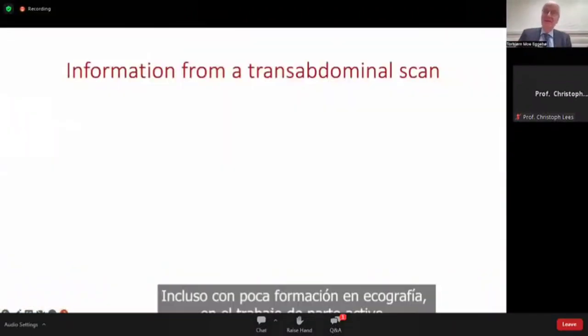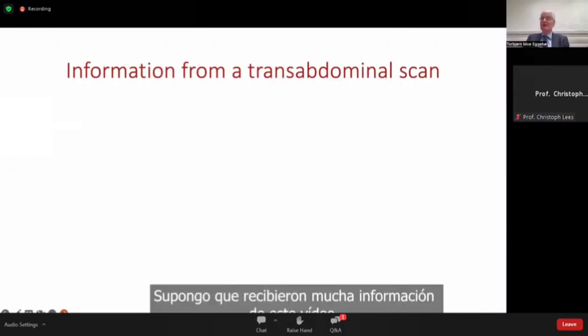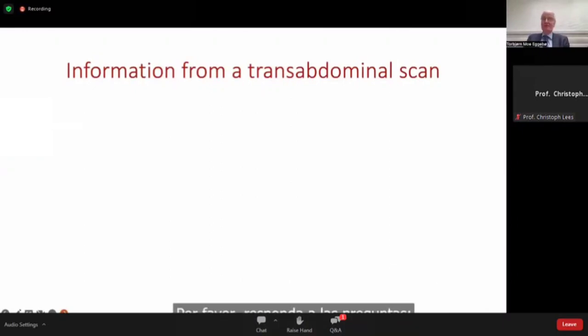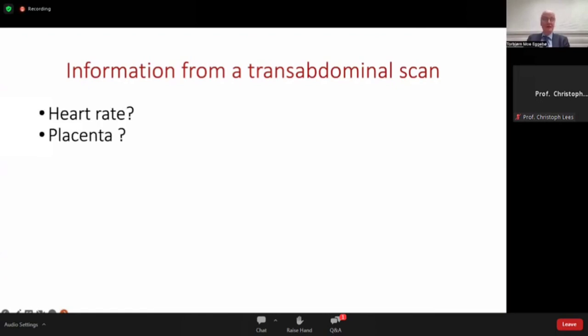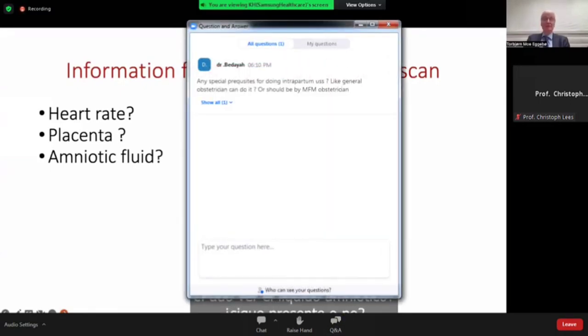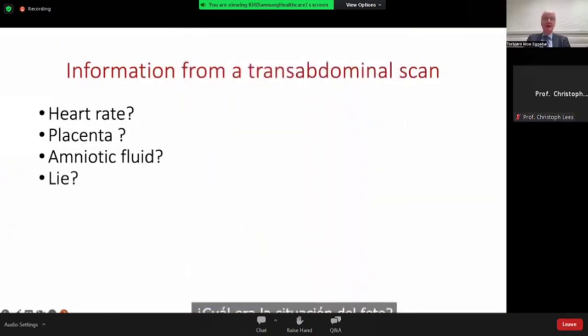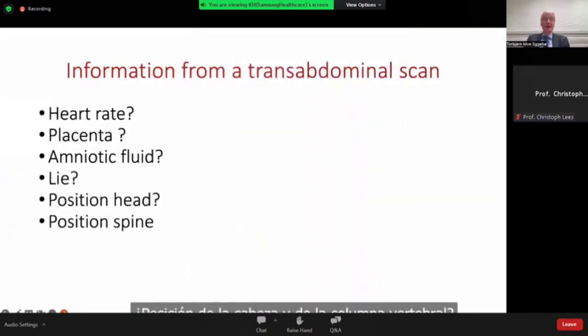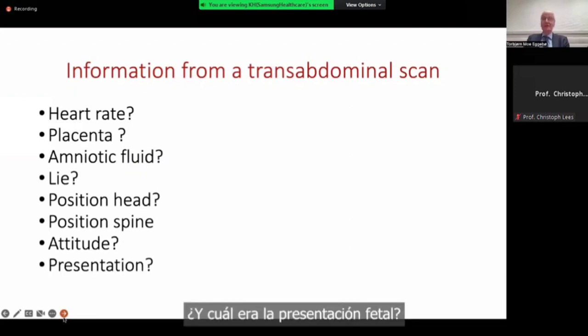Even with little training in ultrasound in active labor, I suppose you had a lot of information from this video. Please answer the questions. What was the fetal heart rate? Could you see the placenta? Could you see the amniotic fluid still present or not? What was the fetal lie? Position of head and spine? What was the attitude? And what was the fetal presentation?